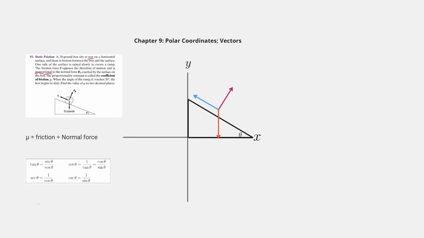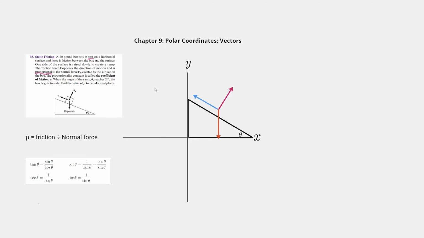Question 93, static friction. A 20-pound box sits at rest on a horizontal surface, and there is friction between the box and the surface. One side of the surface is raised slowly to create a ramp. The friction force F opposes the direction of motion and is proportional to the normal force exerted by the surface on the box. The proportionality constant is called the coefficient of friction. When the angle of the ramp theta reaches 20 degrees, the box begins to slide. Find the value of the coefficient to 2 decimal places.